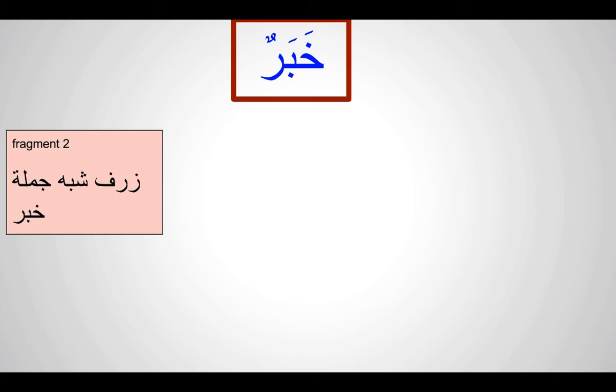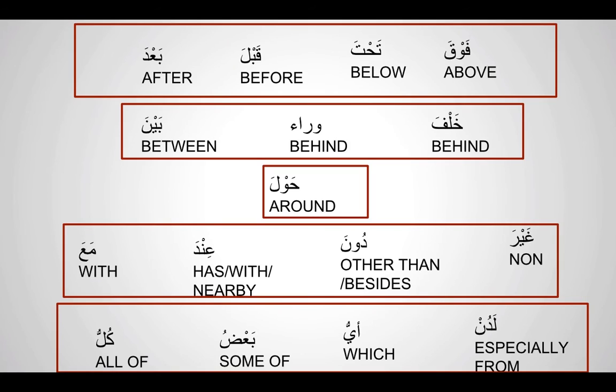And the second type of khabar is about zarf. So we learned about zarf: fawqa, tahta, qabla, ba'da, khalfa, wara'a, bayna, hawla, ghayra, duna, inda, ma'a, ladun, ayyu, ba'du, kullu. So these are the zarf, which the noun that comes after it will have a kasra.